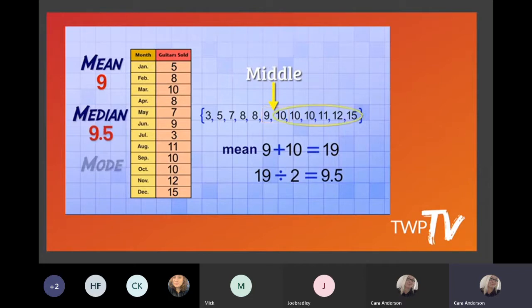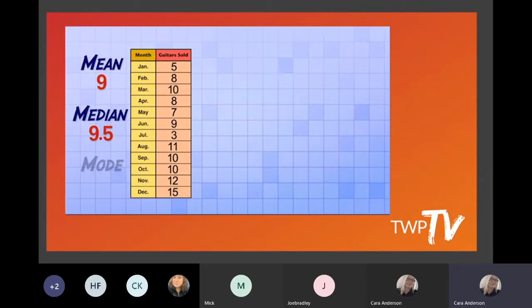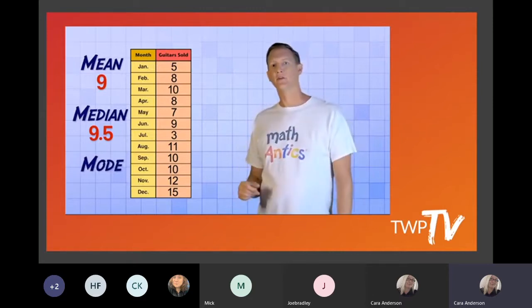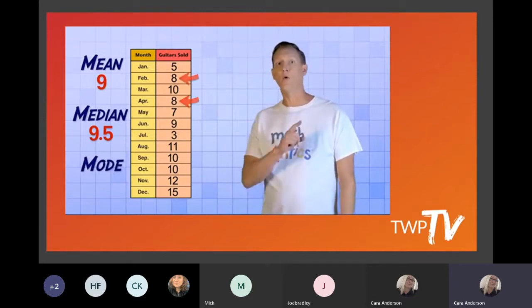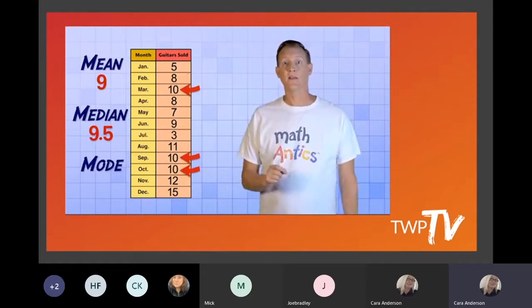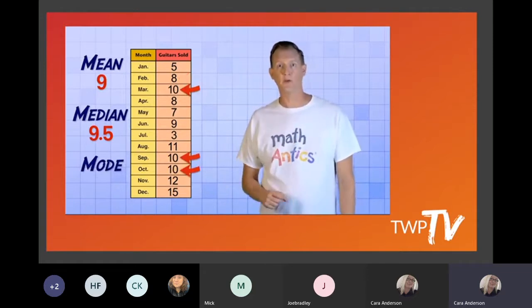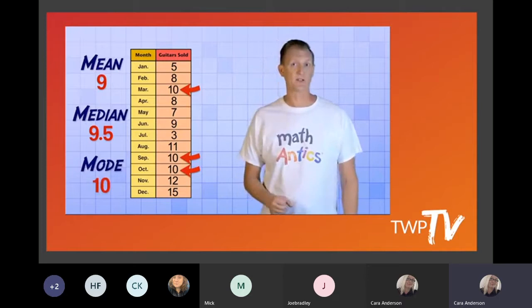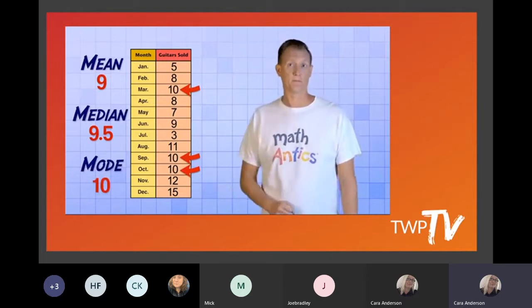That means that in half of the months he sold more than 9.5, and in half of the months he sold less than 9.5. Last of all, let's identify the mode of this data set, if there is one. Well, let's see. There's 2 8s in the data set. Oh, but there's 3 10s. That looks like the most frequent number. So 10 is the mode of this data set. It's the result that occurred most often.